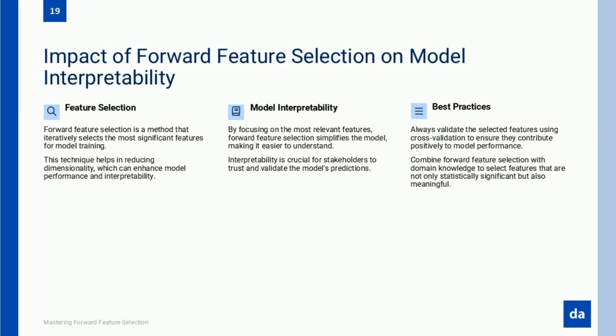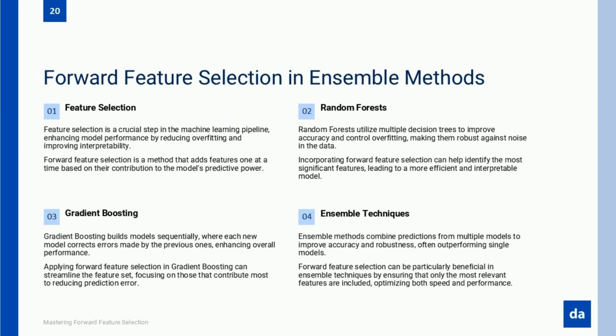Can forward feature selection still help when dealing with multiple models at once? Let's dive into that next. Some models work better together, like a team of experts, each bringing their own strengths to the table. That's where ensemble methods come in. Instead of relying on a single model, ensembles combine multiple models to improve accuracy and reduce overfitting.